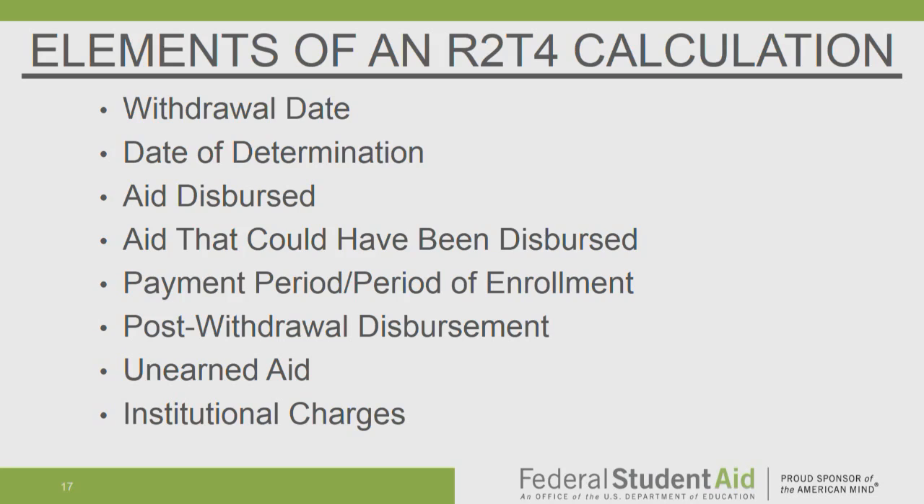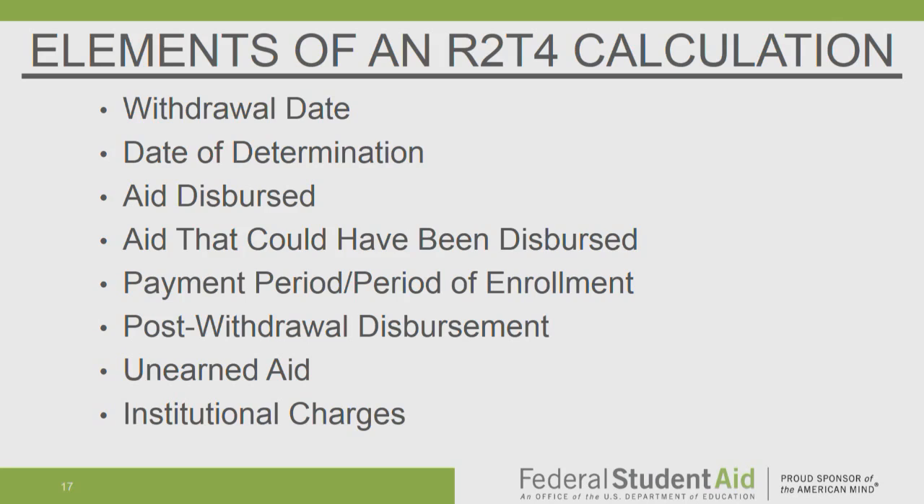As long as they meet the conditions of late disbursement, they can be considered as aid that could have been disbursed. Payment period and period of enrollment are the academic periods established by your institution. A payment period could be your semester, trimester, quarter, or term. A period of enrollment would be a combination of your 2 semesters, your 3 semesters, or your 4 quarters. Post-withdrawal disbursement is the Title IV funds that the student earned, but you are going to disburse after they withdrew, as long as they meet the conditions of late disbursement.